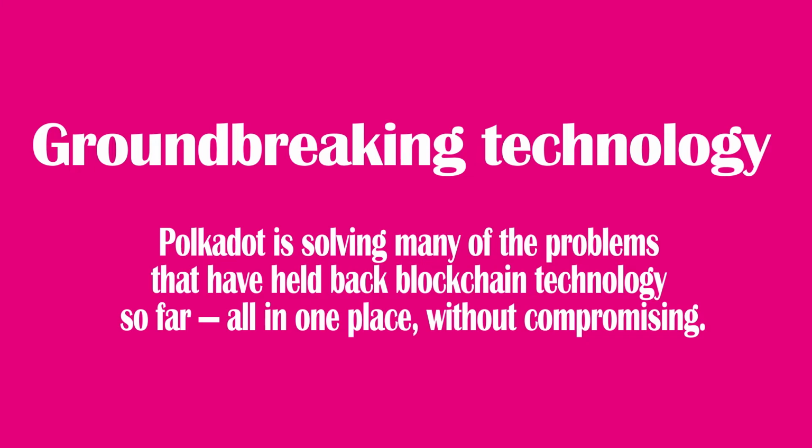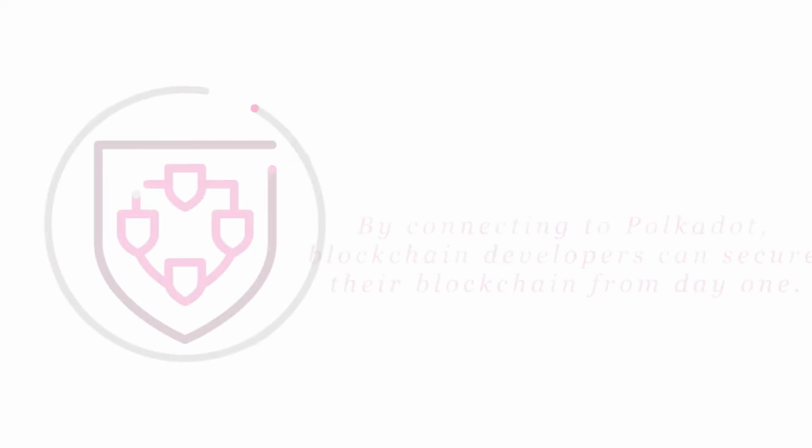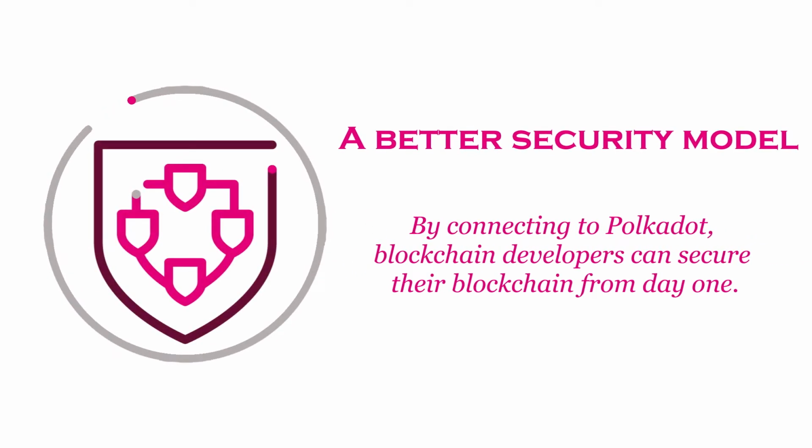Here are some interesting Polkadot features. Better security model. In both proof-of-work and proof-of-stake systems, blockchains compete with each other over resources to secure their networks, and blockchains are easily attacked until they develop a significant community to support their network. Polkadot takes a different approach by letting blockchains pool their security, which means that the blockchains' security is aggregated and applied to all. By connecting to Polkadot, blockchain developers can secure their blockchain from day one.